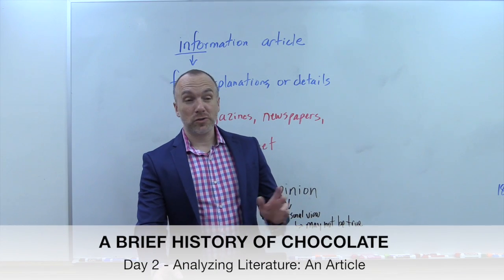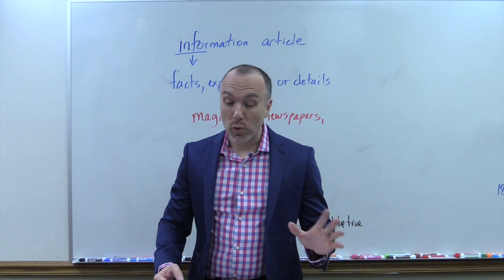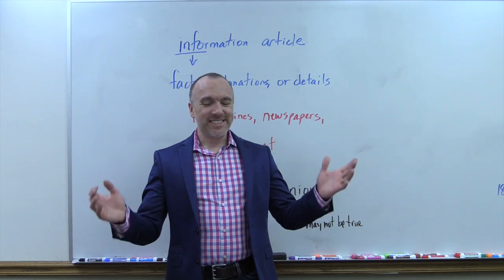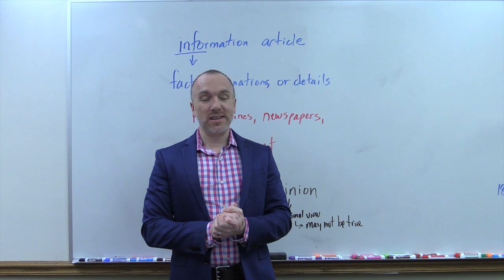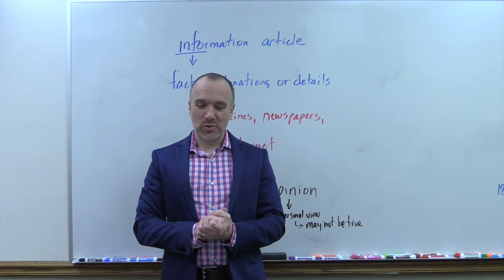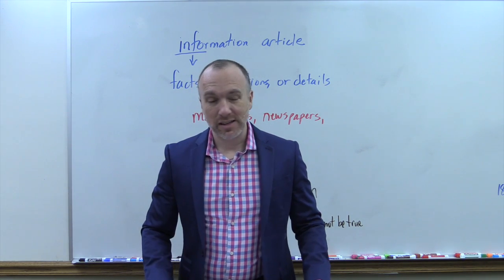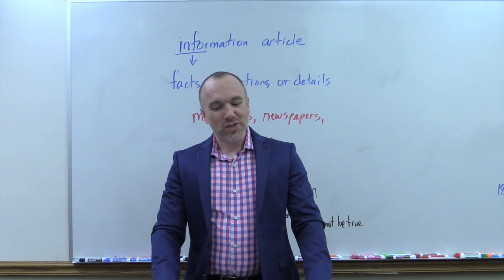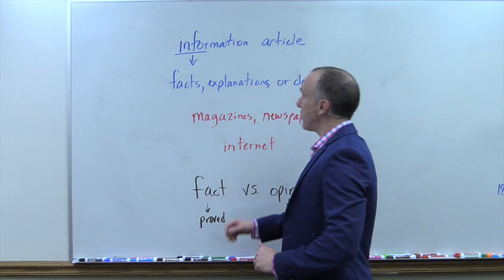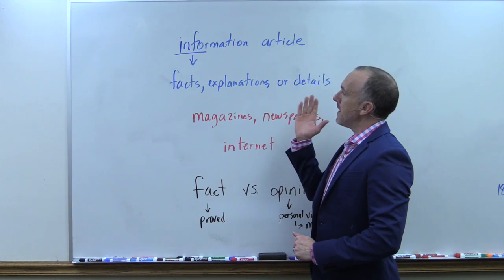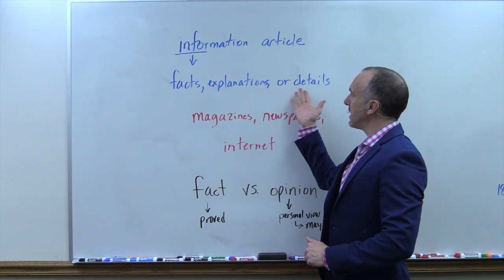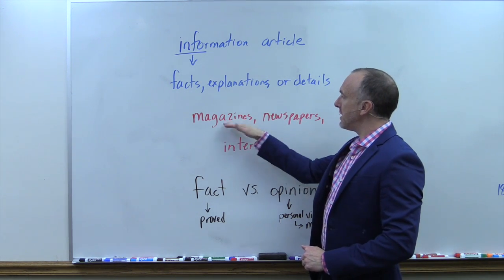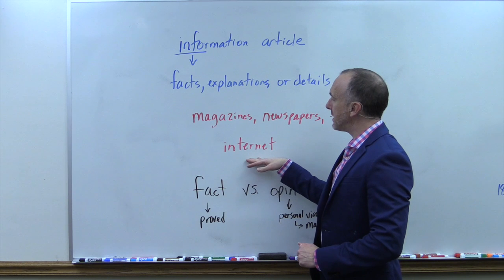For information articles, you spent yesterday reading a little bit about what you know and then doing a little research about chocolate. So the article we're reading is about chocolate and the history of chocolate, which is very intriguing and interesting, especially if you love chocolate like me. So let's talk about the information article. The information article basically contains facts, explanations, or details. It's information, and it can be found in magazines, in newspapers, or on the internet.